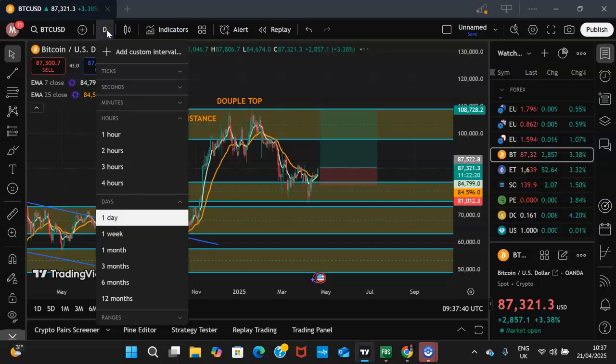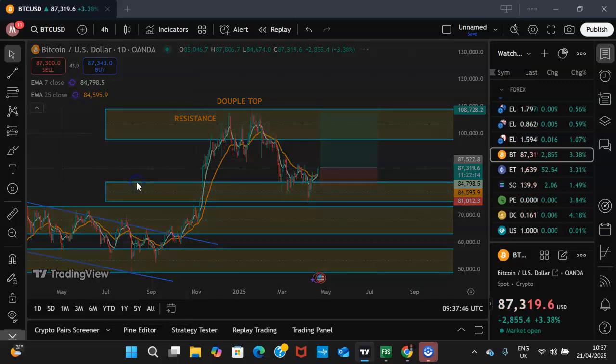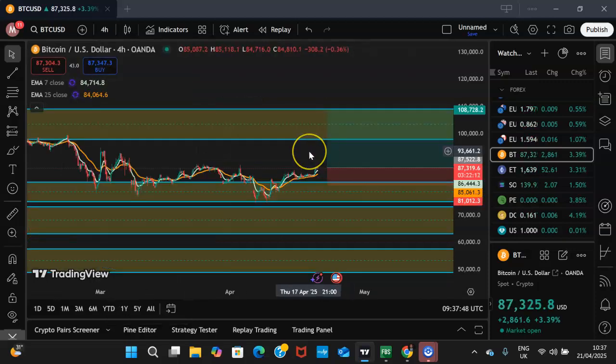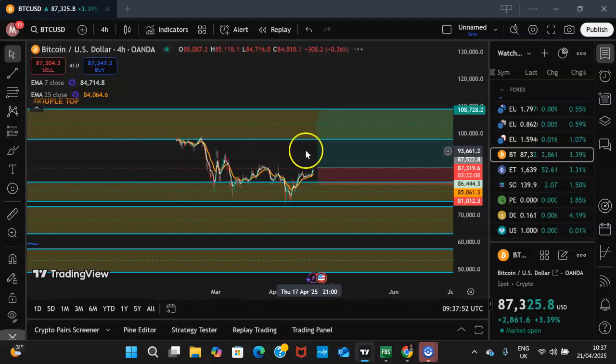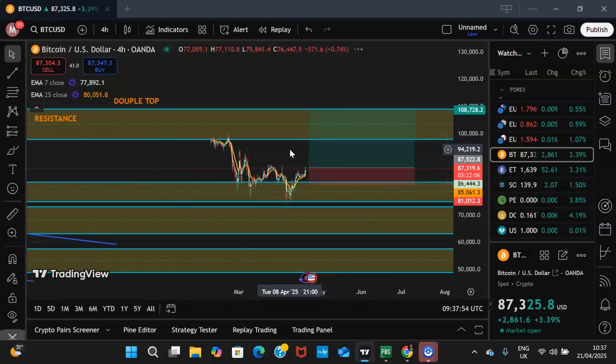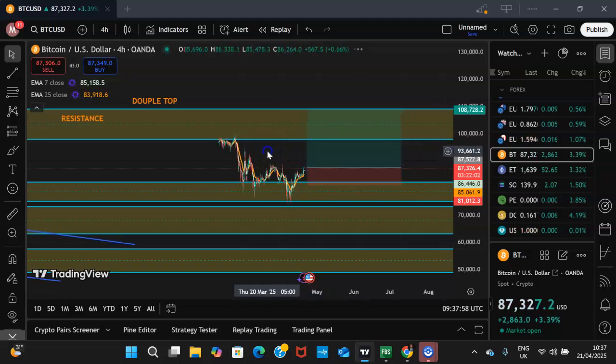Now, combining the top down analysis from the daily time frame, I can go to the 4 hours where I want to monitor what is happening. Now, we're currently on the 4 hours. Now, notice all that plenty movement on the monthly time frame. This is what it is on the 4 hour time frame.